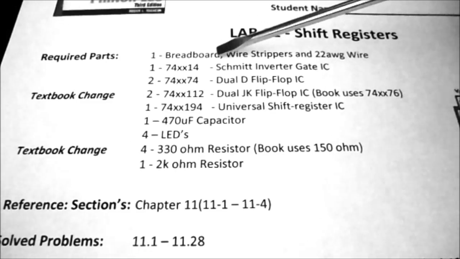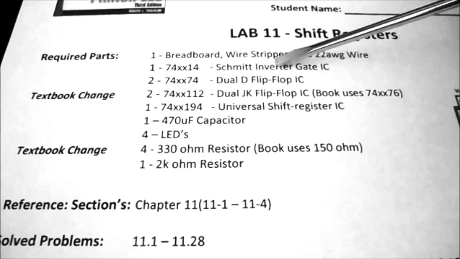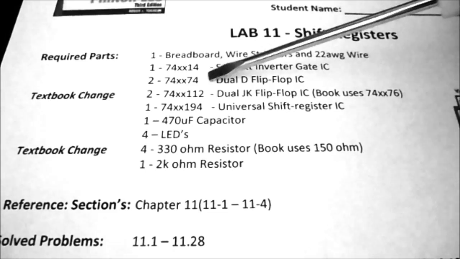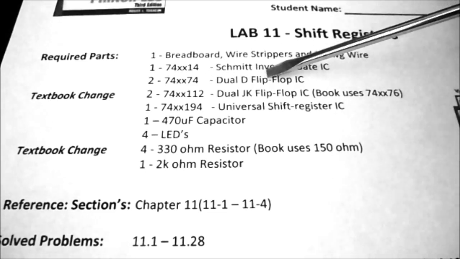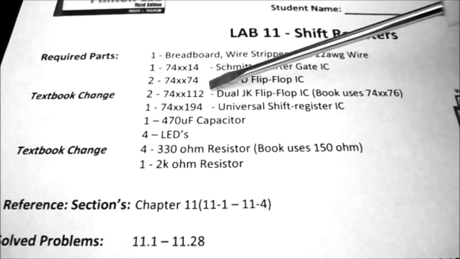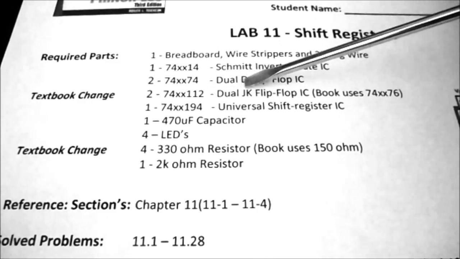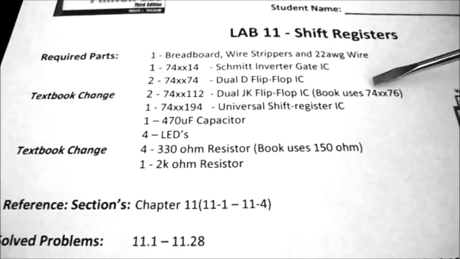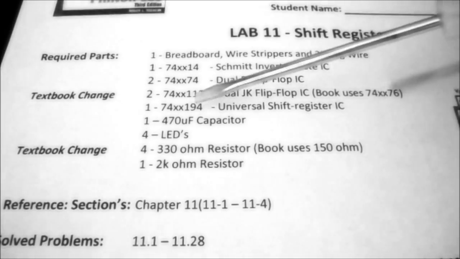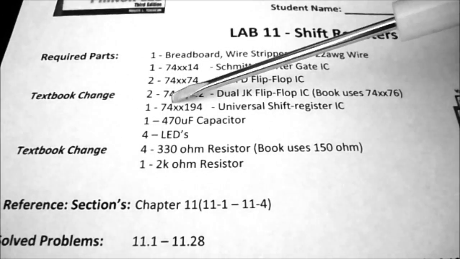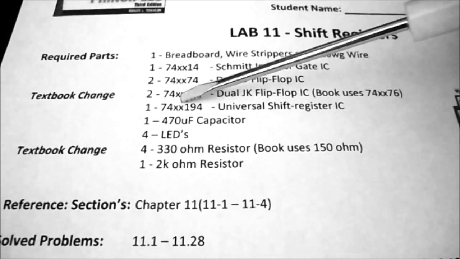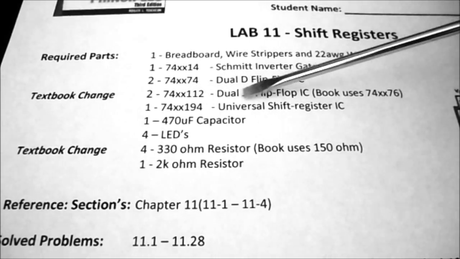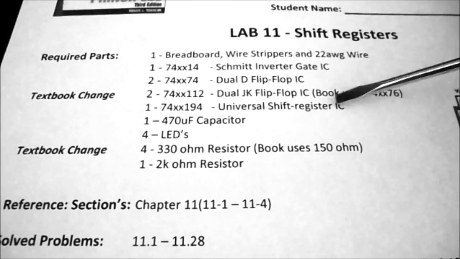We're going to be using the 7414 Schmitt inverter, the 7474 dual D flip-flops, the 74112 dual JK flip-flop. Remember, your book uses the obsolete 7476. And the new IC we're going to be using this week is the 74194 Universal Shift Register IC.